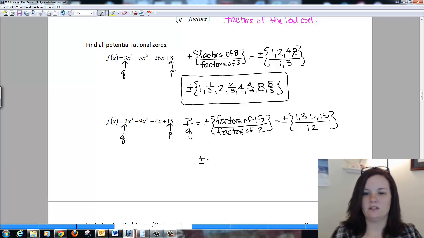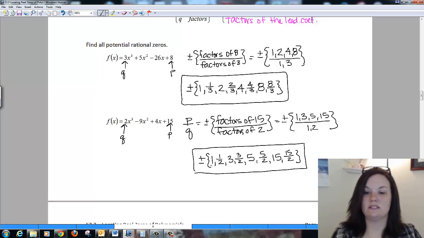So when I write out all the possible ones, dividing these out, 1 divided by 1 is 1. 1 divided by 2 is 1/2. 3 divided by 1 is 3. 3 divided by 2 is 3/2. 5 divided by 1 is 5, and 5 divided by 2 is 5/2. 15 divided by 1 is 15, and 15 divided by 2 is 15/2. So these are all of our potential zeros.